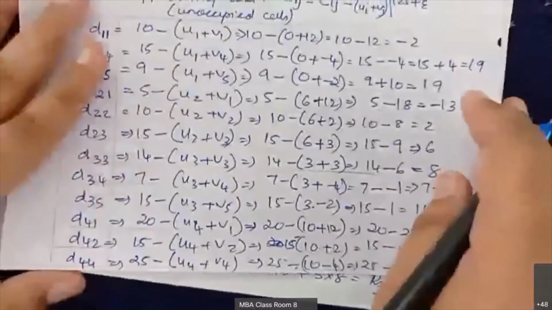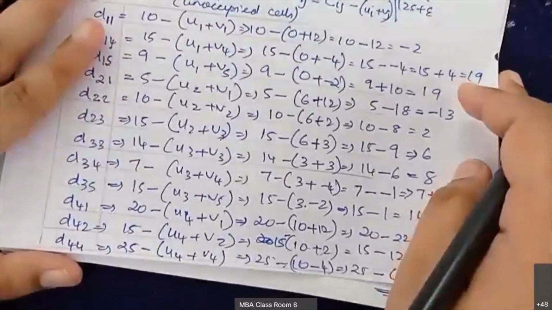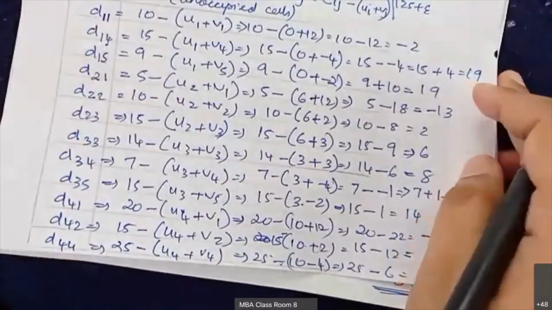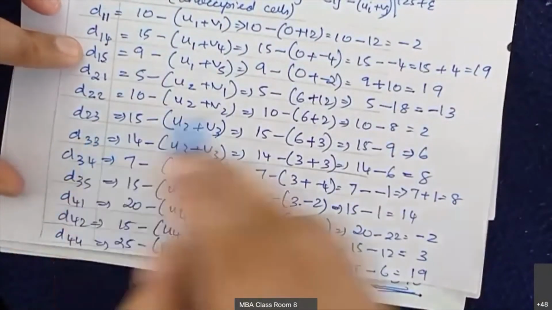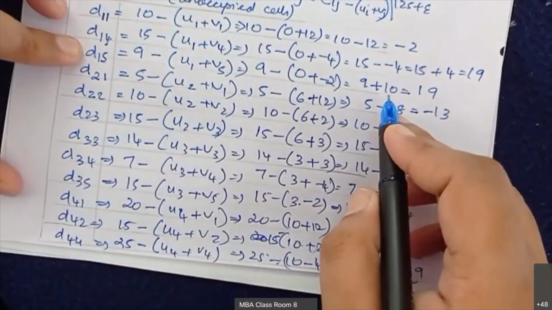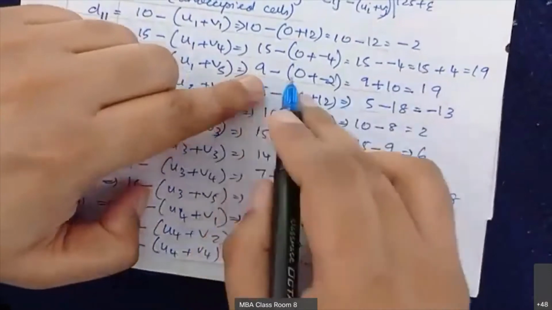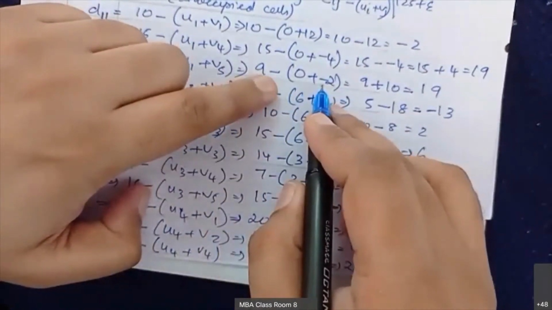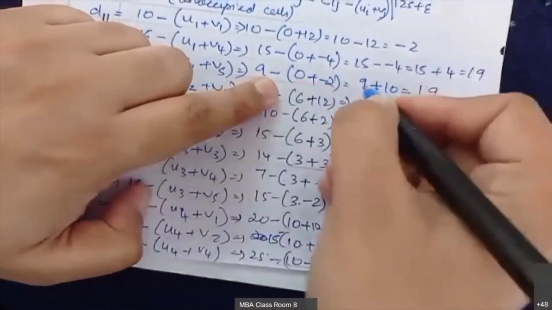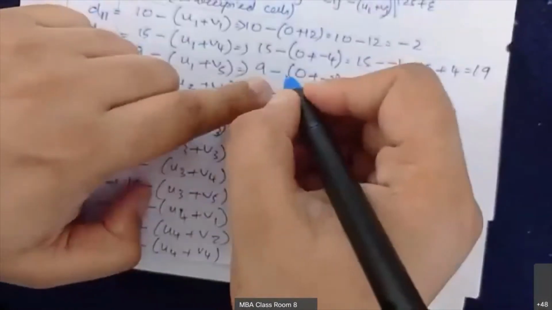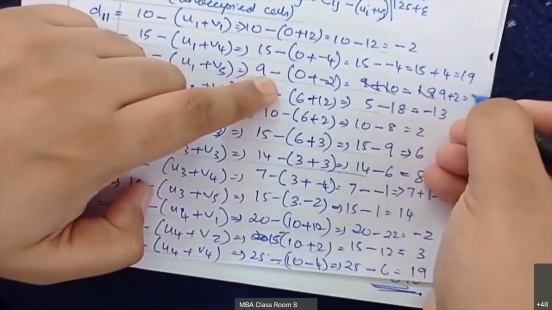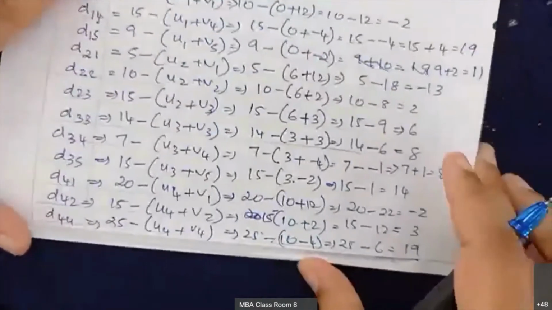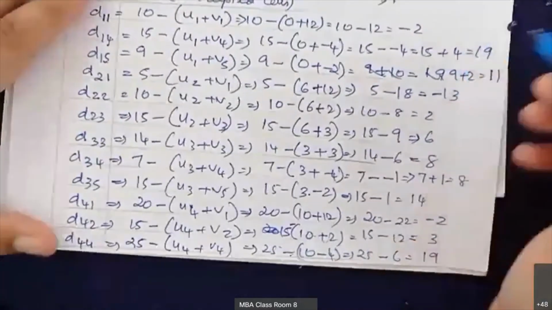Okay, so now we have all the opportunity cost of all the empty cells, written here. What we need to do is check whether, okay, sorry. Over here we have 9 minus of minus 2, that is 9 plus 2, which is 11. Okay, so now we have the opportunity cost of all the cells. We need to check for optimality.